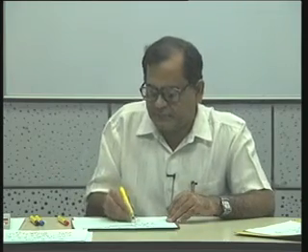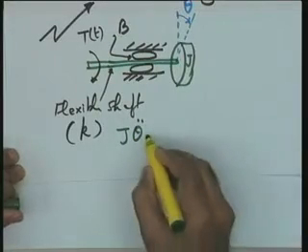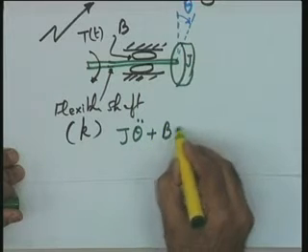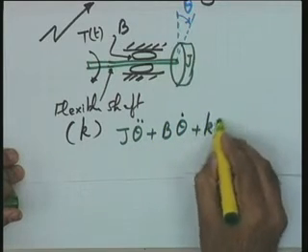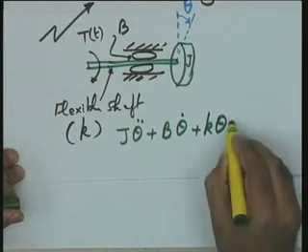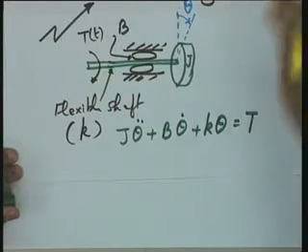So, let me write the differential equation model for this particular expression. Help me if this is okay. J theta double dot is your acceleration, plus b theta dot velocity here, plus k theta the displacement is equal to T, the input. This becomes your differential equation model for this particular system. This is a second order differential equation. So, it is a second order system.